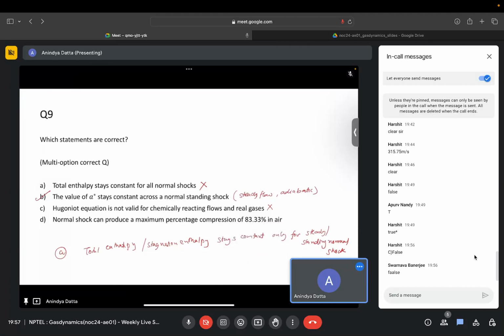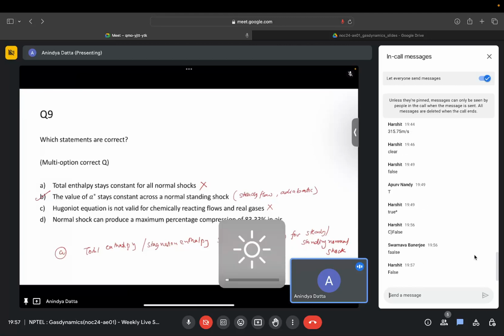Okay, so then the last part, the last question: a normal shock can produce a maximum percentage compression of 83.33% in air. So the question is, what is the maximum compression it can produce?